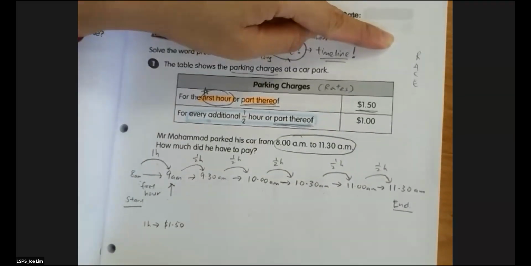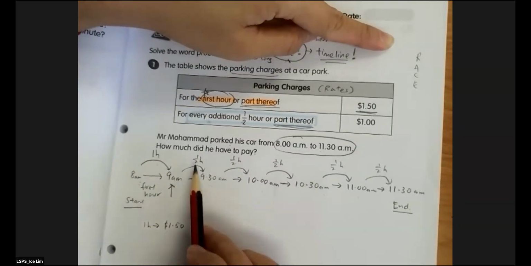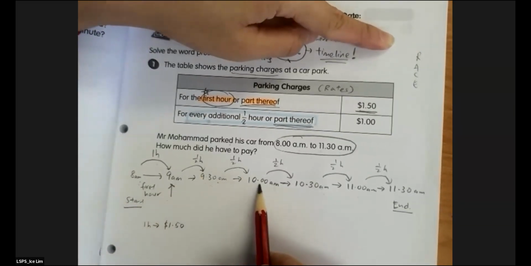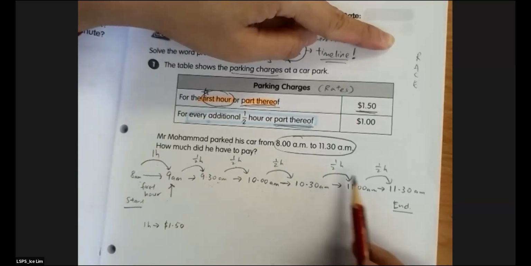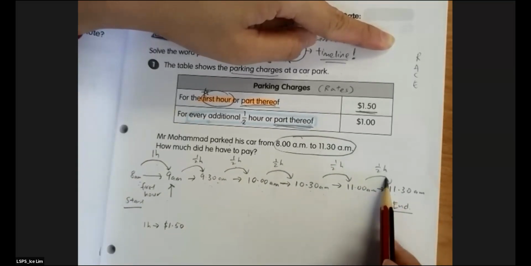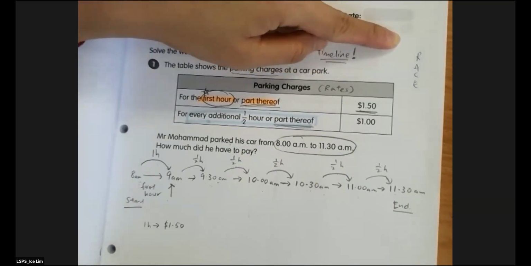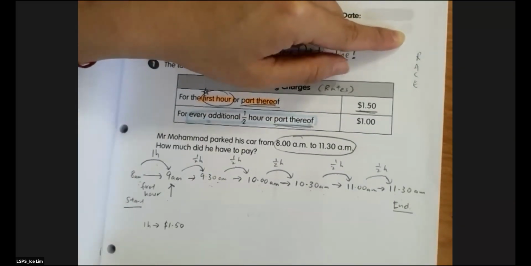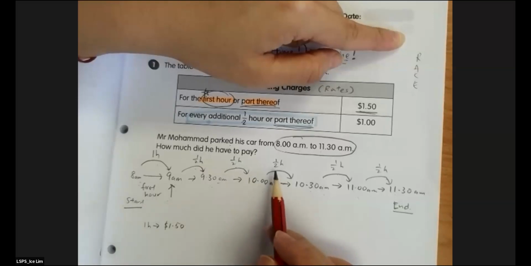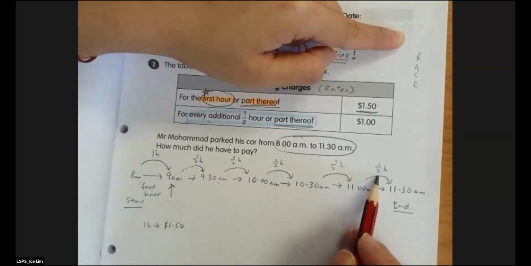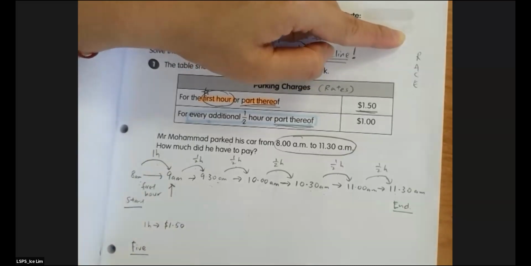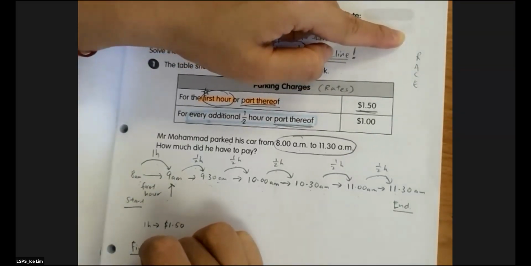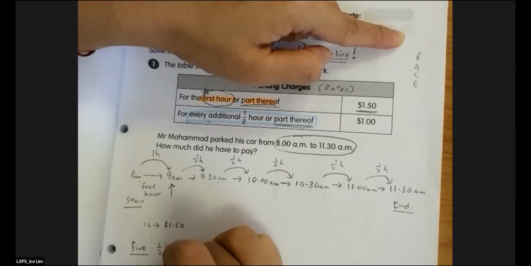Can you understand? So I go 9 to 9:30 is half an hour, 9:30 to 10 o'clock is half an hour, 10 o'clock to 10:30 is half an hour, 10:30 to 11 is half an hour, 11 to 11:30 is half an hour. Altogether, how many half hours are there? 1, 2, 3, 4, 5. So altogether there are 5. I'm going to write it in words like that. There are altogether 5 half-hour slots.